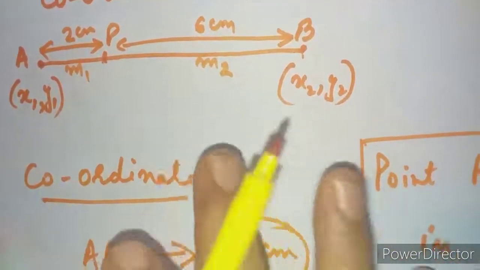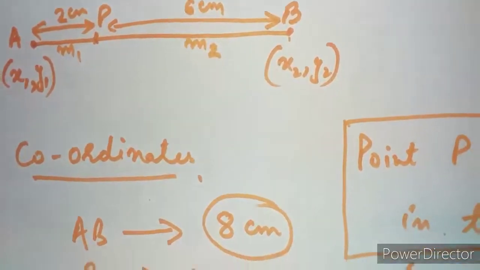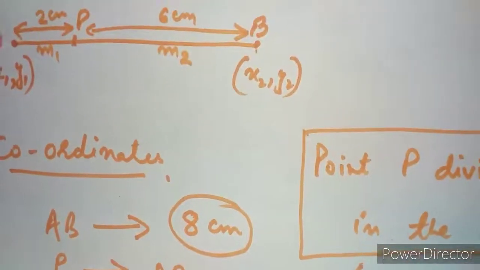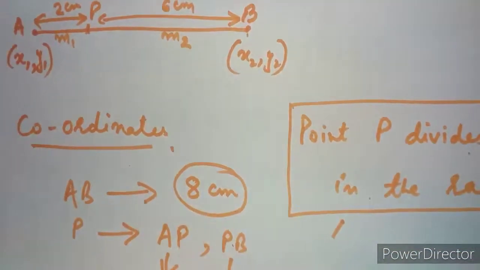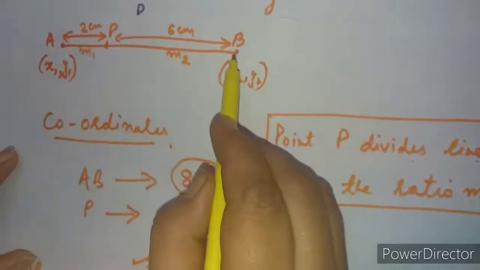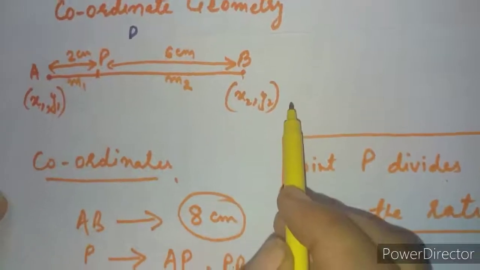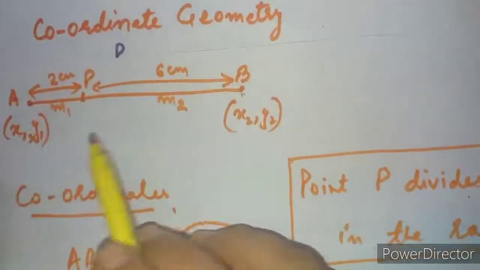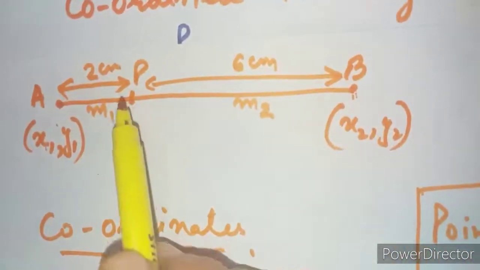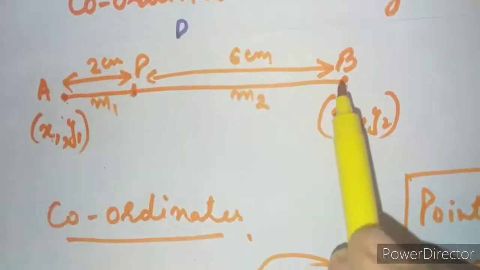Clear? If this setup is clear, it will be so easy for you to understand the meaning and the application of section formula. I have not yet told you what is the meaning of section formula, but you should first of all understand the setup. There is a line AB. Every time you will be given these points. Remember, x1, y1, x2, y2 are the coordinates of the end points of this line, right? And there is a point P which is dividing our line into two portions. First portion is AP, second portion is PB.